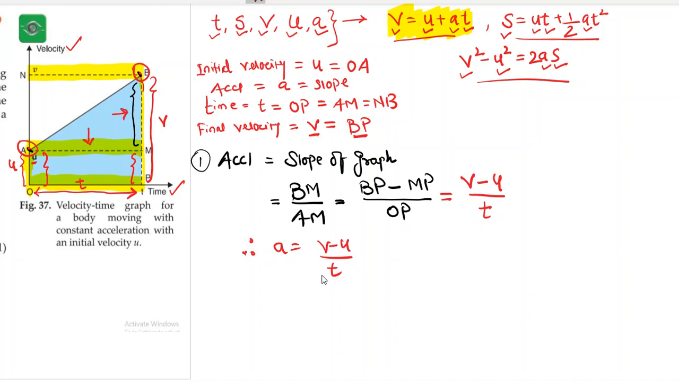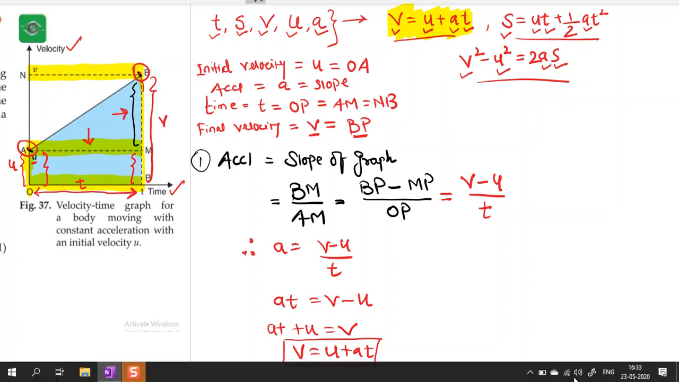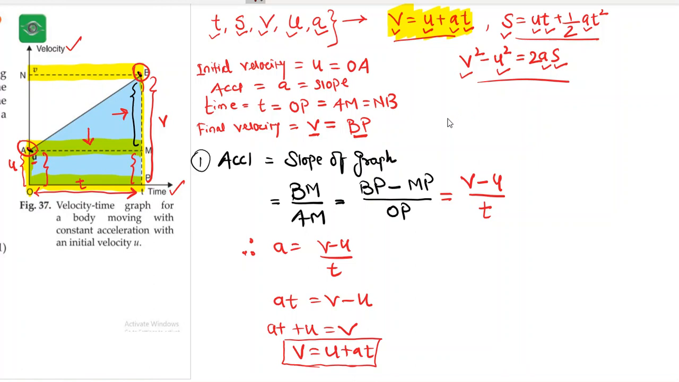So you will say, sir, we already know the formula for acceleration. Yes, we already knew, but we found it using a graph, right? We are deriving the equation of motion using graph. Now see what to do. Now I'll take this t to the other side, so it will become at is equal to v minus u, and I'll take u to the other side, so at plus u is equal to v, or v is equal to u plus at. v is equal to u plus at. This is the first equation of motion using graphical method.